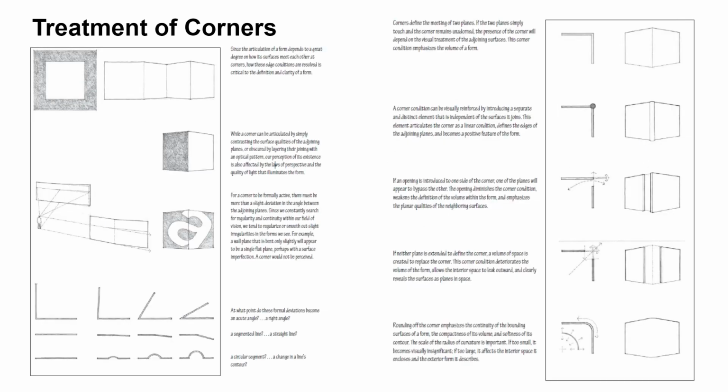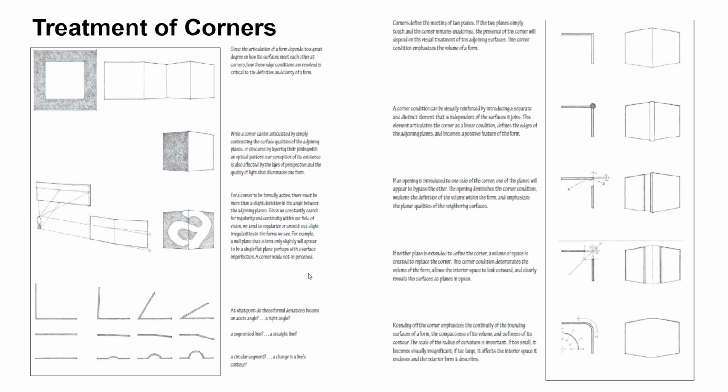So since the articulation of a form depends to a great degree on how surfaces meet each other, these edge conditions are resolved and critical to the definition and clarity of form. So while a corner can be articulated by simply contrasting the surface of adjoining planes or obscured by the layering of the adjoining planes, or an optical pattern. So in this one, the corner was articulated through the joining of this, the corner. So you have difference of surface qualities of the space.